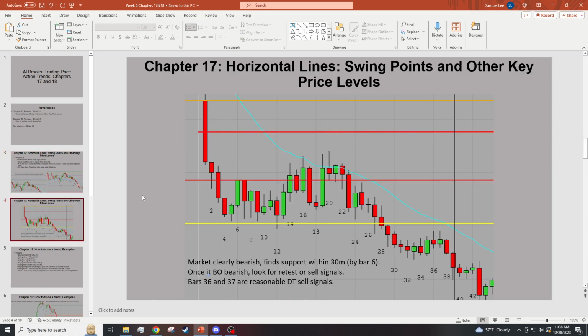Moving on. This is the example I was going to give about selling or buying above prior swing points in a trend day. So we can see the market is very clearly bearish from the open. You have 4 bear bars in a row. There's one spike, but not climactic behavior, just a spike. And the bulls managed to find a bottom within the first 30 minutes of trading.